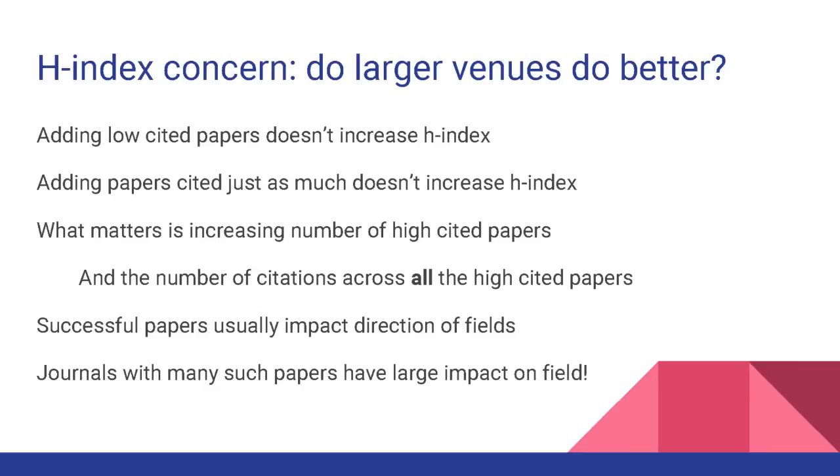A concern that comes up in H-Index is, do larger venues do better? Since you are focusing on successful papers, and you are no longer taking the size of the venue into account, do larger venues automatically do better? And the answer is no. You can add a large number of low-cited papers to an existing venue, and it would make no change to the H-Index. If you add papers that are cited just as much as they are today, that doesn't change the H-Index. To change the H-Index, you need to increase the number of highly cited papers, and you need to increase the number of citations across all of them.